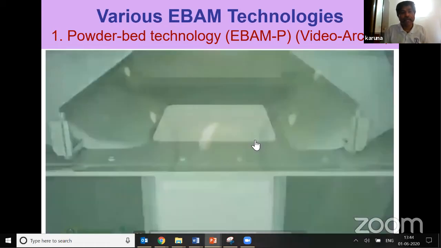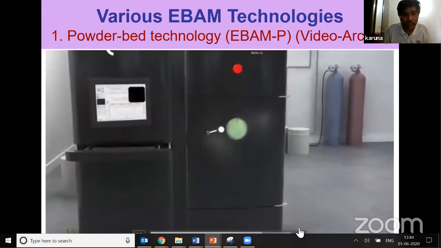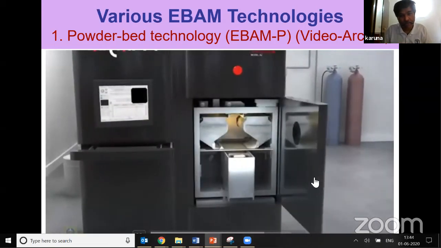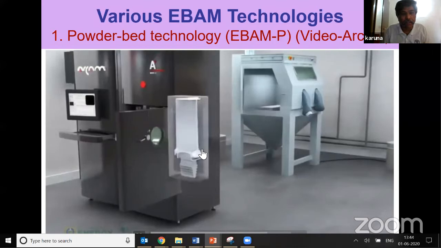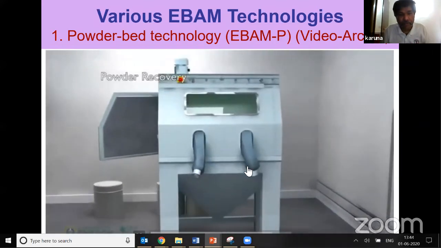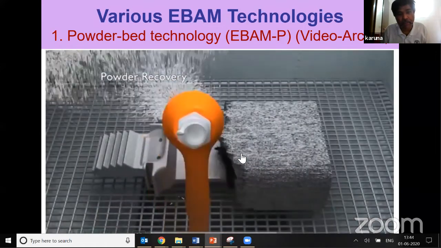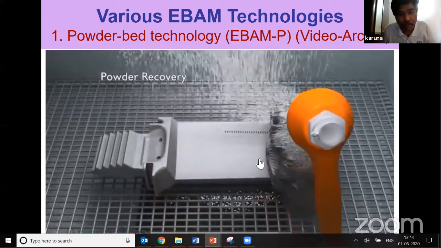So this is how, in an additive way, layer by layer, the component is built in the powder bed technology. Then you take out the component, and you have a complete cake. But the surrounding material can be just blown out by compressed air. So you have the component ready.